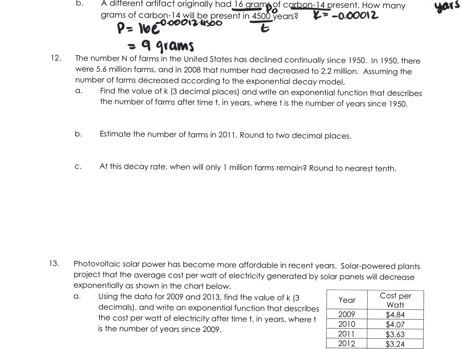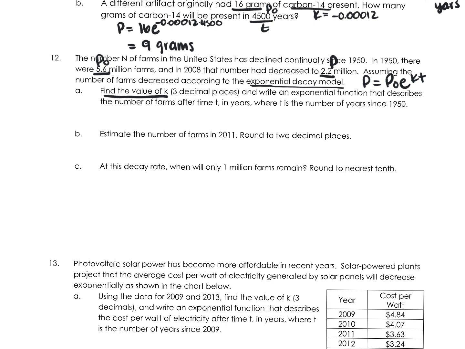Alright, so in this problem here, the number N of farms in the United States has declined continually since 1950. In 1950, there were 5.6 million farms, and in 2008, that number has decreased to 2.2 million. Assume the number of farms decreased according to the exponential decay model. So we're going to use our exponential decay equation. First thing we're supposed to do is find the value of K. So we'll look at our starting amount, and that was 5.6 million farms, and our ending amount was P, 2.2 million. We're looking for K, and we have to find the time to plug into that.